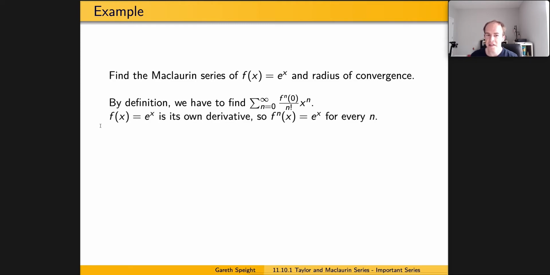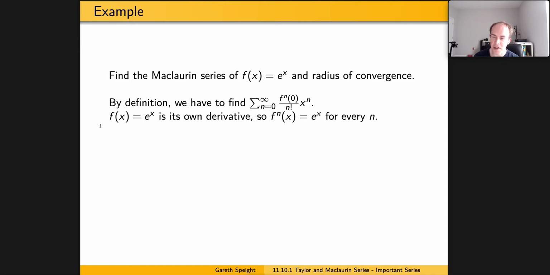f of x is e to the x. Fortunately, this is a very simple function. It stays the same as we differentiate. That wouldn't necessarily be true in general for different types of functions, but for e to the x, it's as good as it gets. The nth derivative is just e to the x. If we differentiate once, we get e to the x. If we differentiate twice, we get e to the x. However many times, we're just left with e to the x.